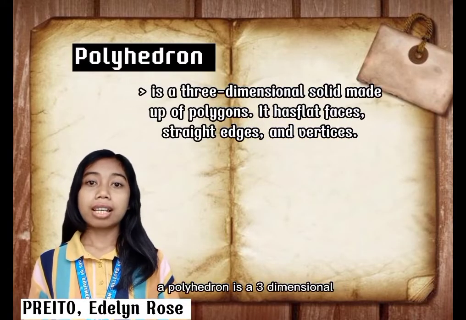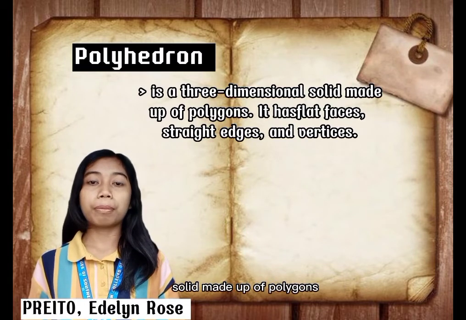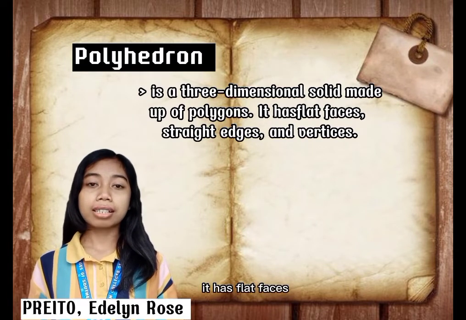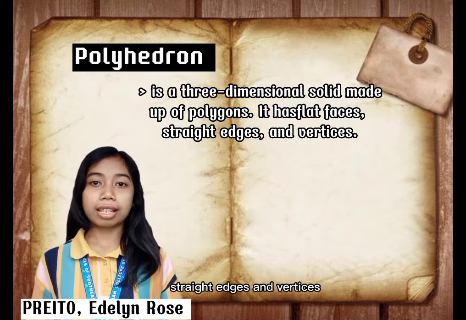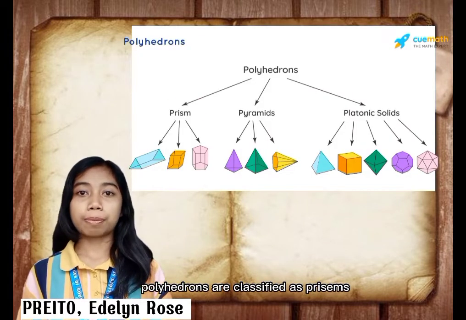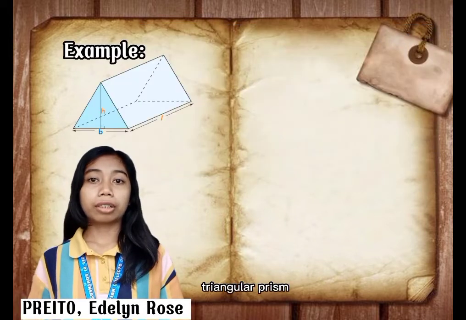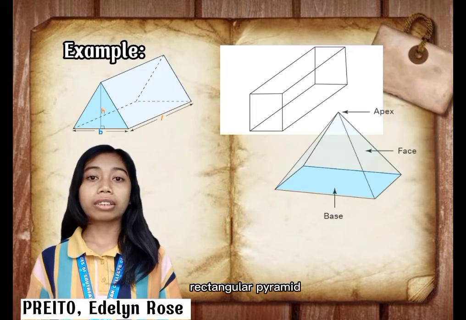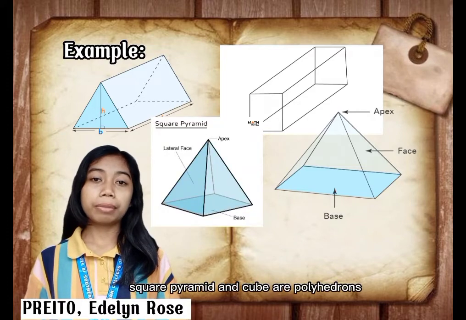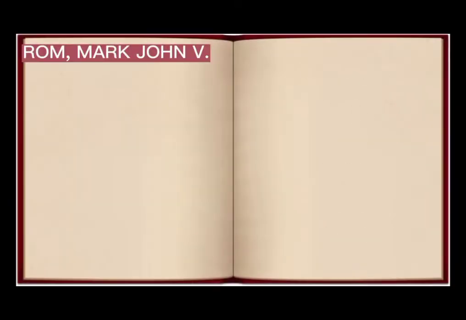And now let's talk about polyhedron. A polyhedron is a three-dimensional solid made up of polygons. It has flat faces, straight edges, and vertices. Polyhedrons are classified as prisms, pyramids, and platonic solids. For example, triangular prism, square prism, rectangular pyramid, square pyramid, and cube are polyhedrons.